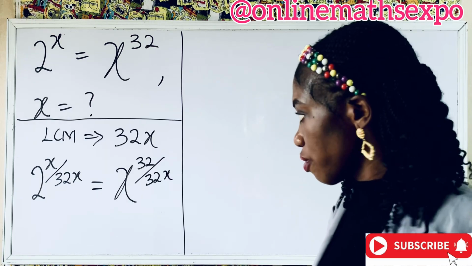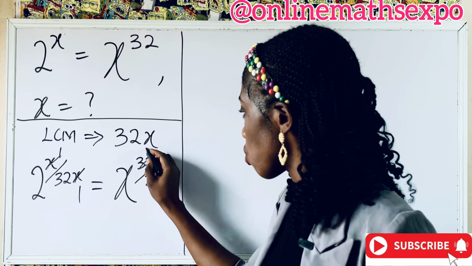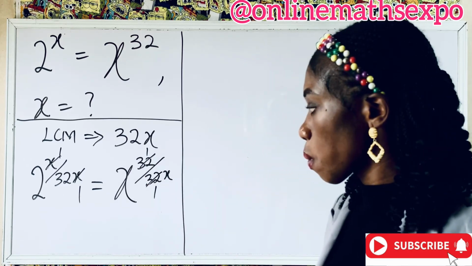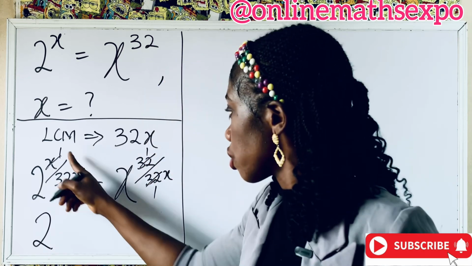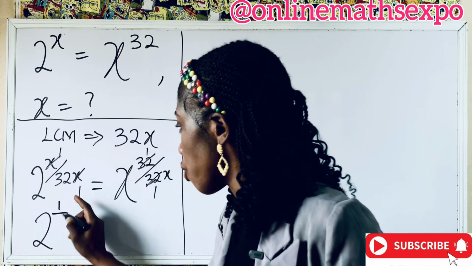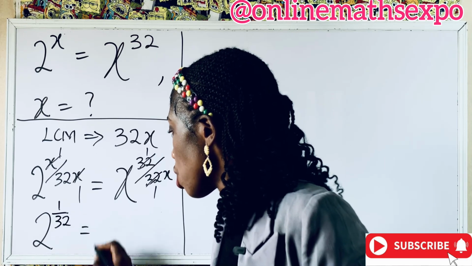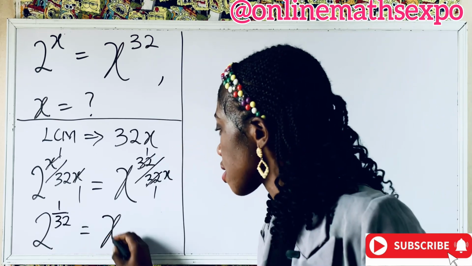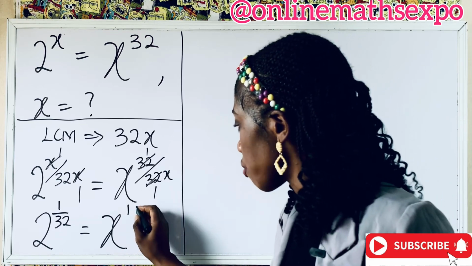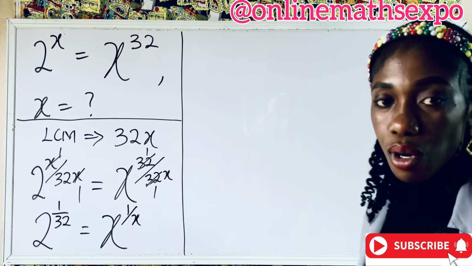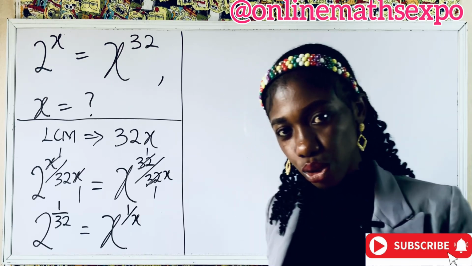Now let's simplify. The x here cancels the x, and the 32 cancels the 32. So we're going to have 2 to the power of 1 over 32 is equal to x to the power of 1 over x. Did you see what we've gotten? Now, at this point, what do you think we should do next?